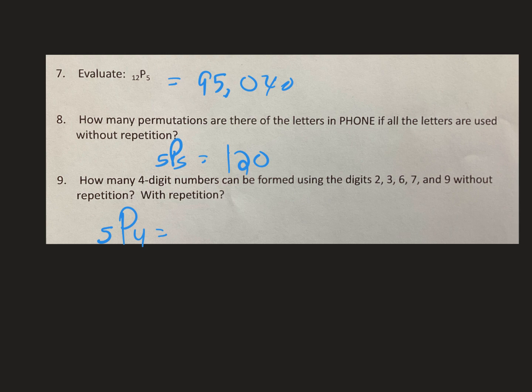Without repetition, you're going to blank. So I have 5 choices for the first blank, 5 for the second, 5 for the third, 5 for the fourth. So really that's the same thing as 5 to the 4th power, which is 625.